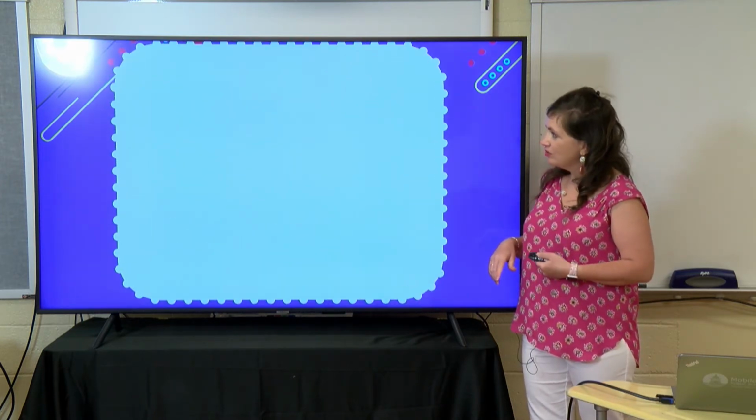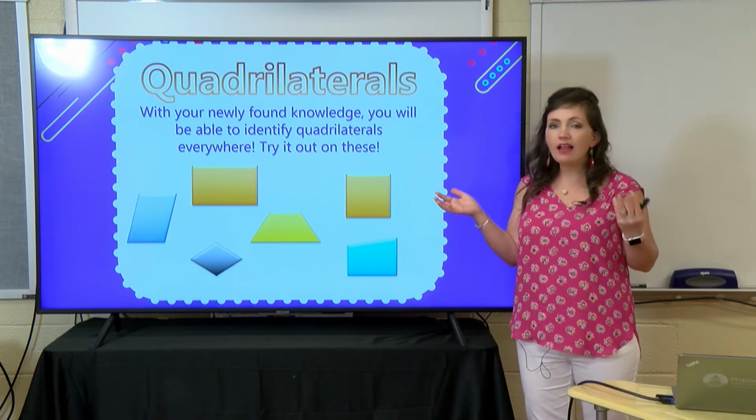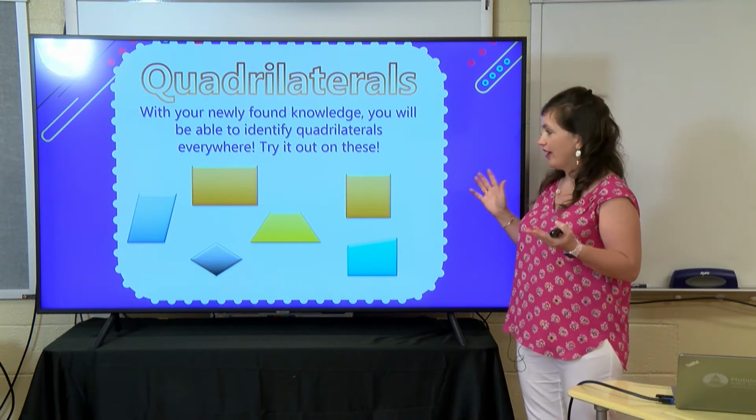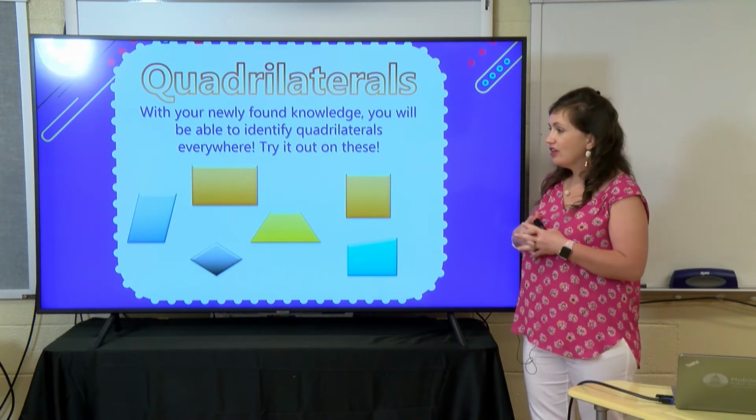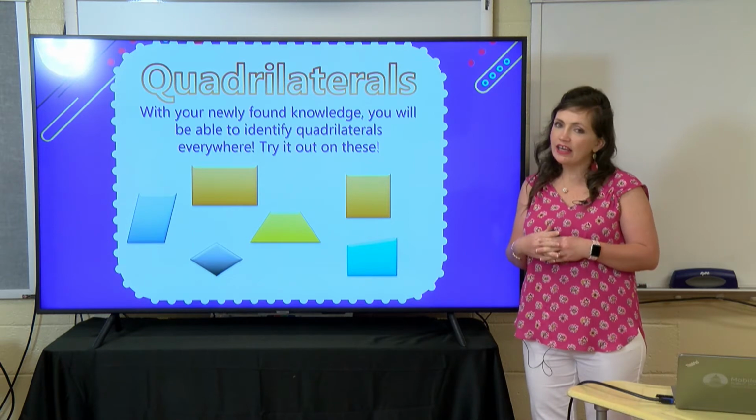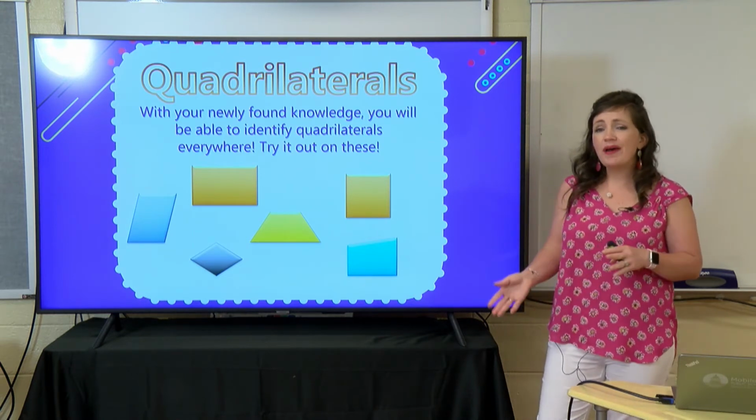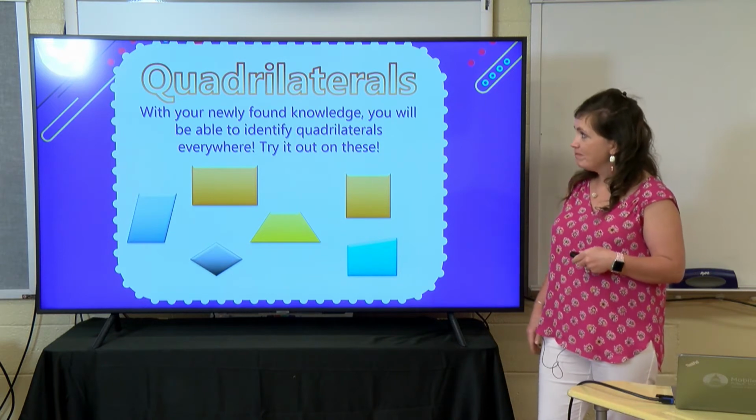So now, with quadrilaterals and polygons, you can see them anywhere. You'll see them in your bedroom, you'll see them in your house. So I want you to keep an eye out for all these different types of figures that we've learned about last week and reviewed today.